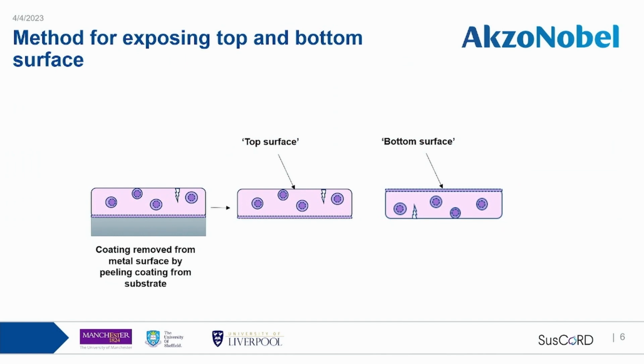So in the next few slides I'm going to be talking about the bottom and the top surface, so I thought I'd explain how I access them. But this coating is 100 microns thick, so I'm able to peel it actually away from the carbon steel and look at both interfaces quite easily.